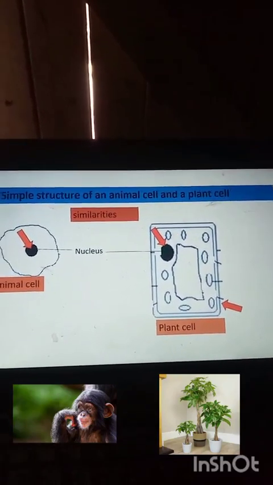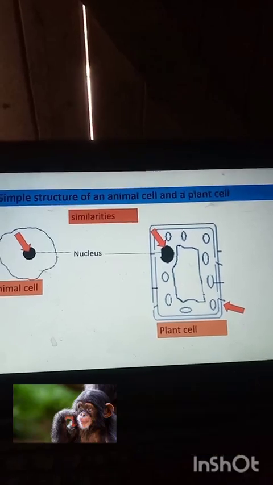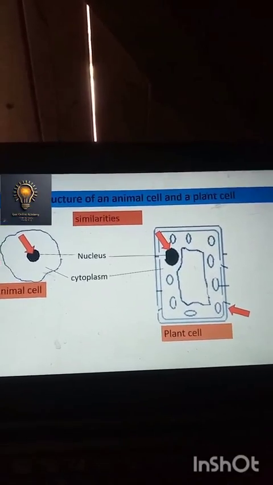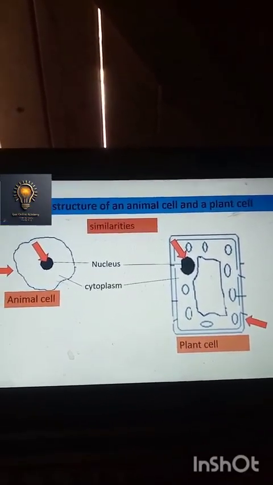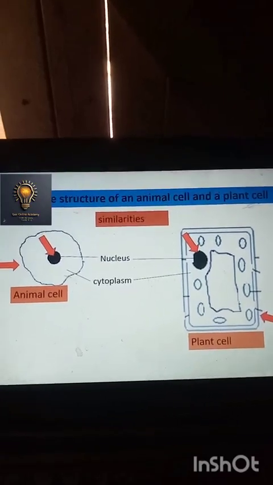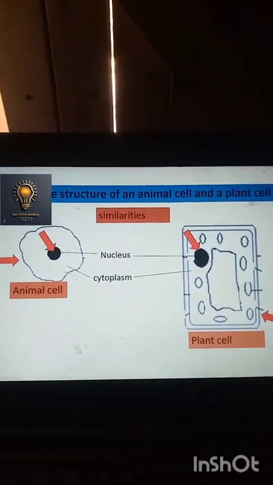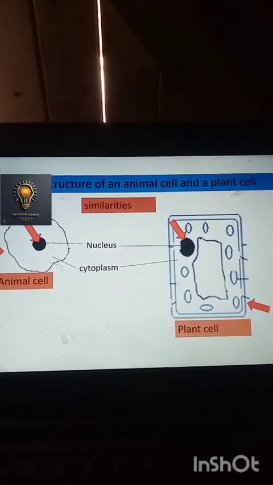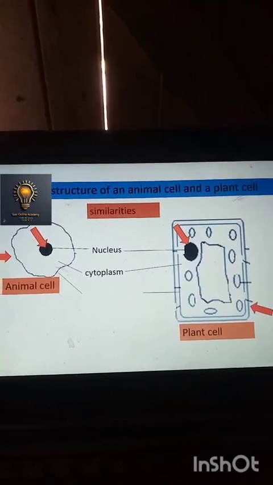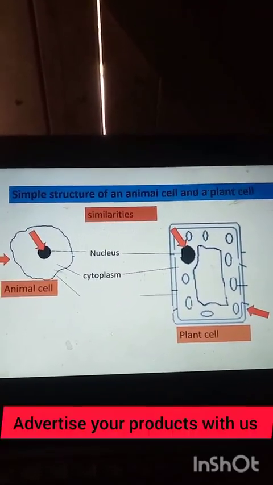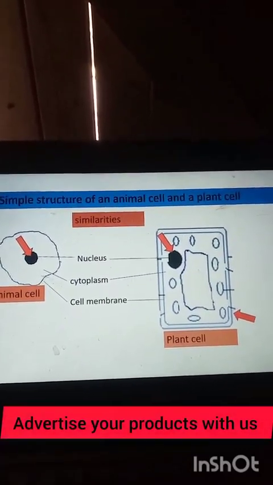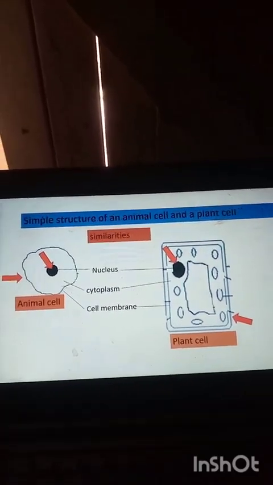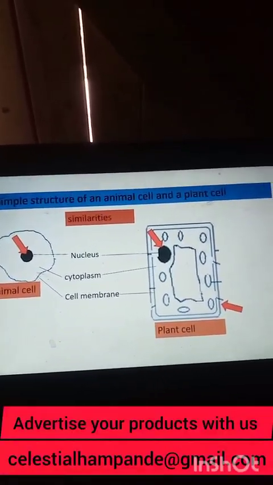Number two, as you can observe, both an animal cell and a plant cell have got a cytoplasm. And then the third one, which is the last one, they both have the cell membrane. So these are the similarities that we can see by observing.